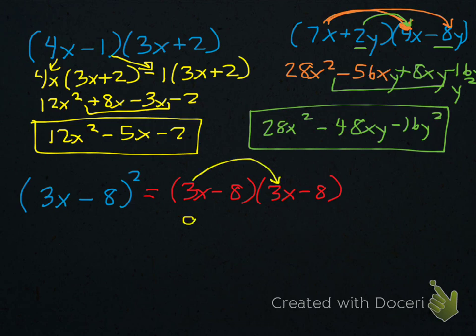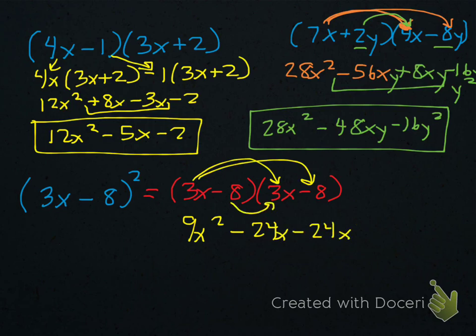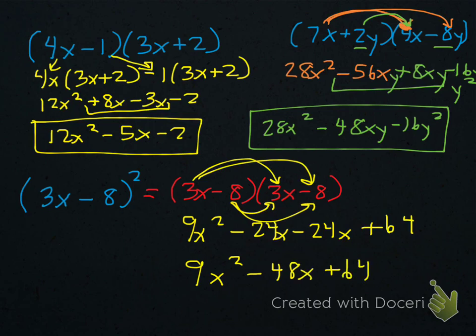We have 9x squared minus 24x minus 24x plus 64. And we combine the middle two terms and we get 9x squared minus 48x plus 64. That is our final answer on that one.